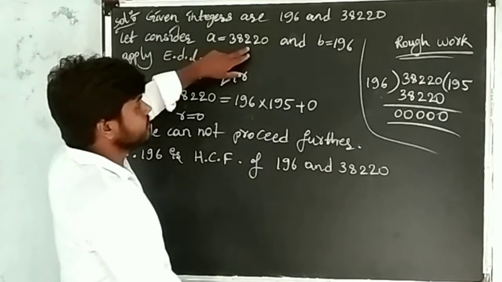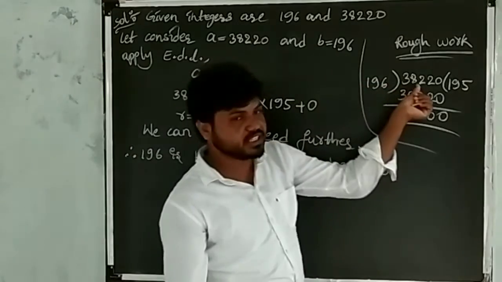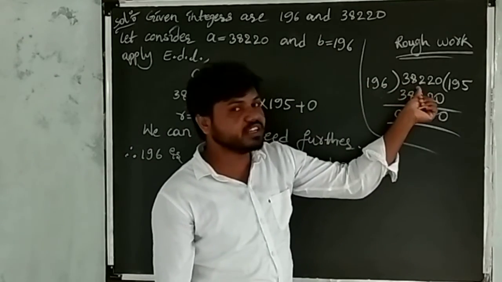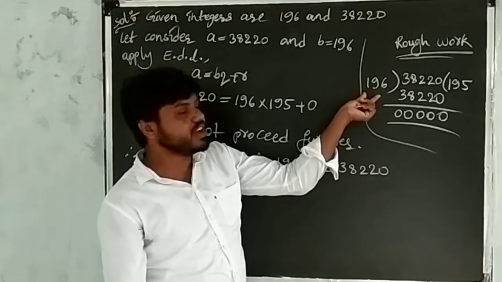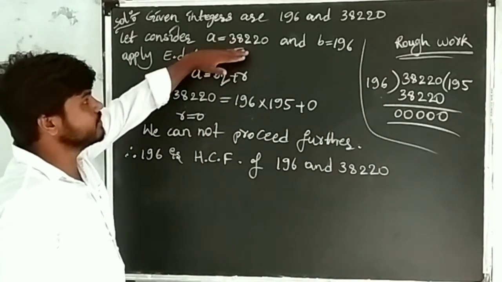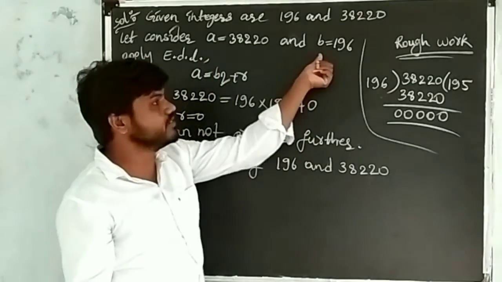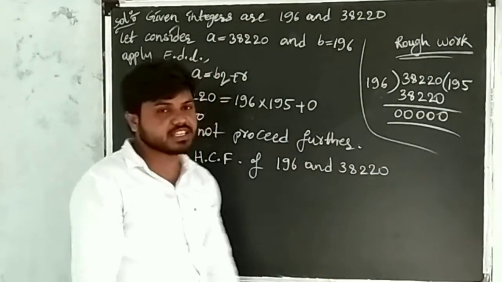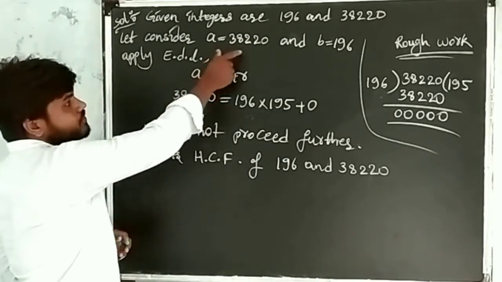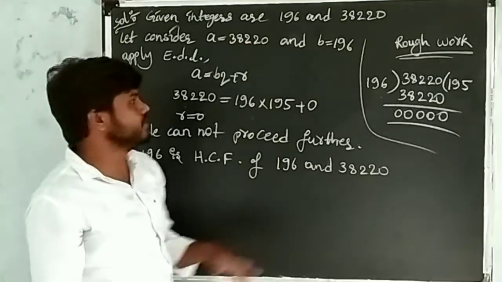Let's consider dividend A equal to 38,220. See, here dividend A is what? 38,220. Divisor B is what? 196. Let's consider dividend A is 38,220 and divisor B is 196. Apply Euclid division lemma with A and B values.